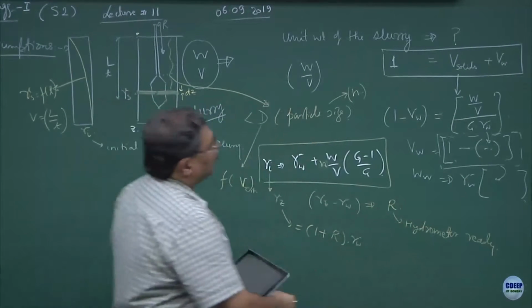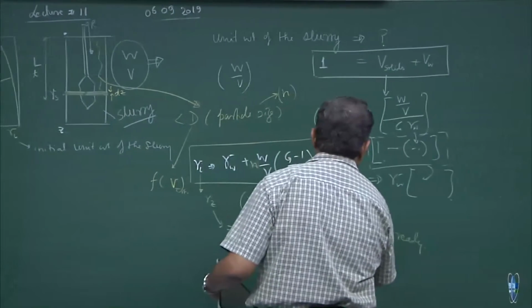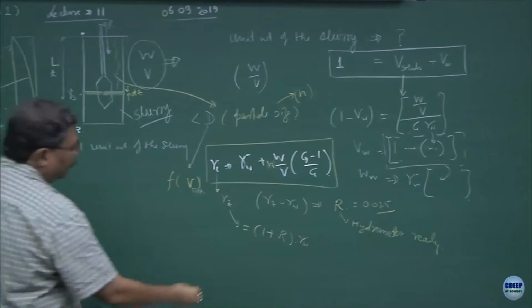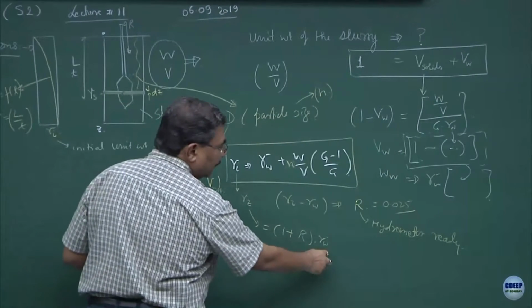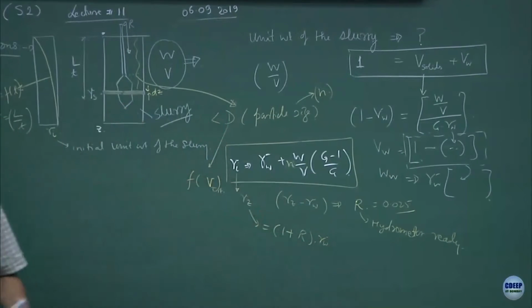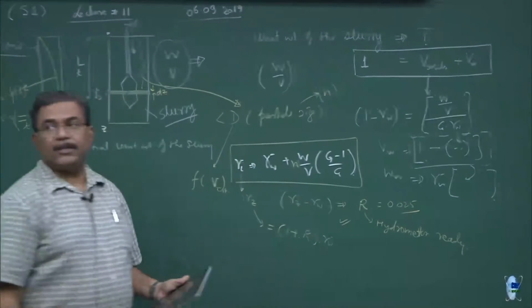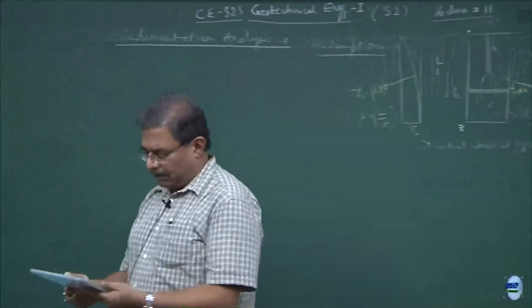So, if R is, let us say, 0.025, the specific gravity would be 1.025 multiplied by gamma W. This becomes the density of the slurry. Is this fine? You must have done this in your lab.